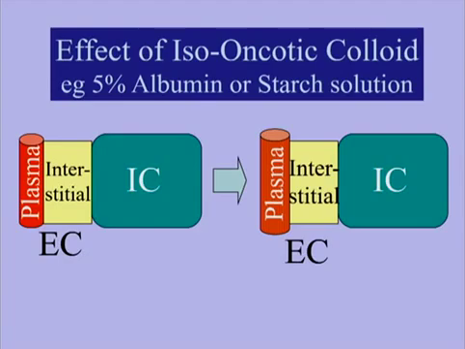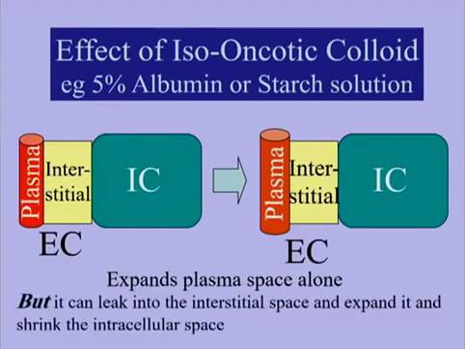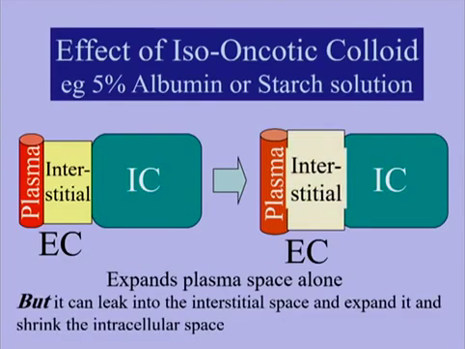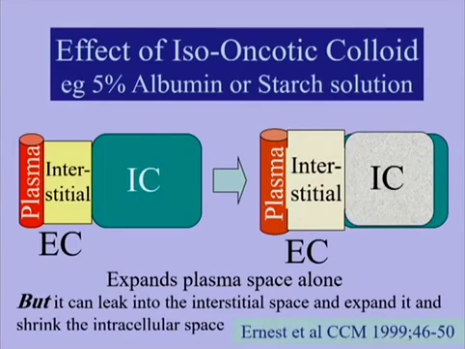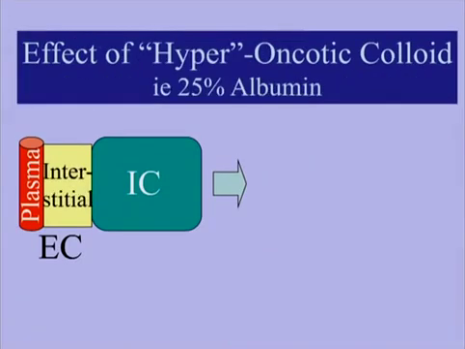However, if you're leaky, it can leak into the interstitial space, and a lot of that is lost, as nicely shown by the group in Vancouver in 1999. And when it does that, it expands the interstitial space, and it may actually pull some fluid out of the intracellular space. The reason why that's important, cells don't like to change their volume. They like to remain constant because they got those fancy proteins in the walls.